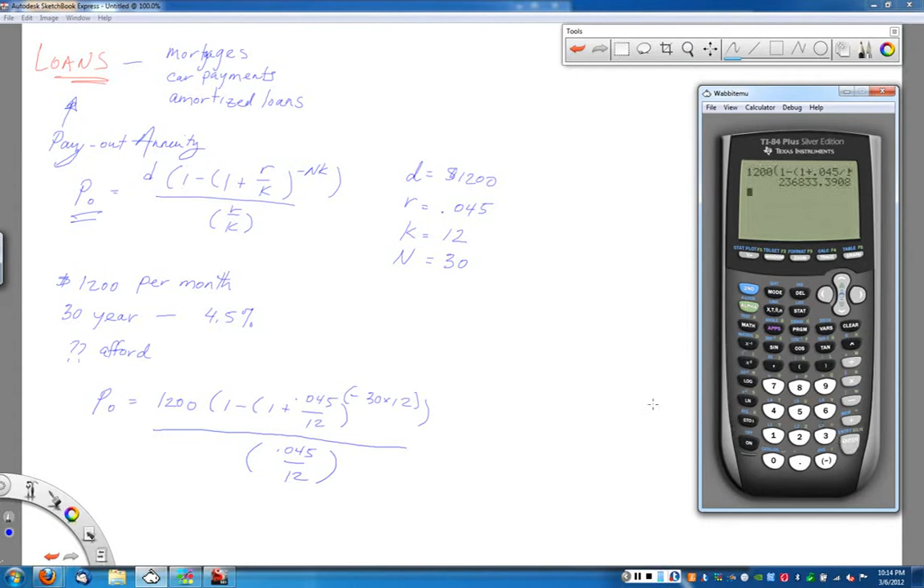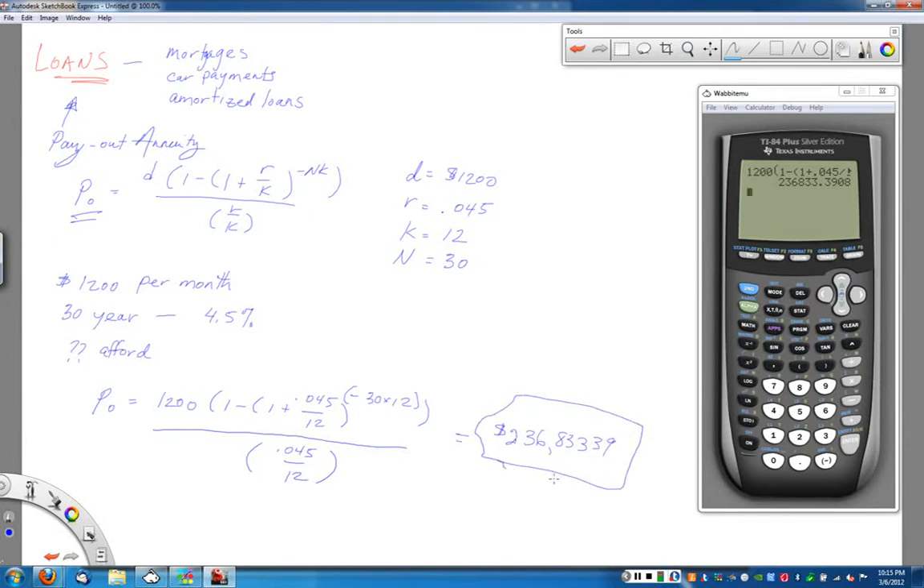And hit enter, and I should get how big of a mortgage I can afford. So in this case, I can afford up to $236,833.39. And so you can tell your real estate agent that as long as she's under that price, you should be good to go for being able to afford that particular loan on your salary.